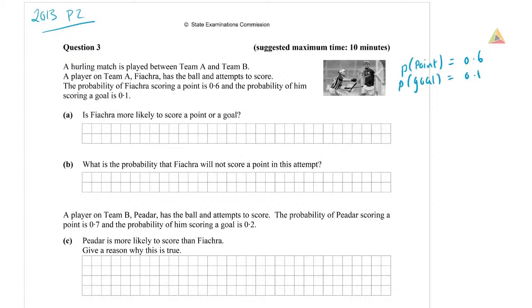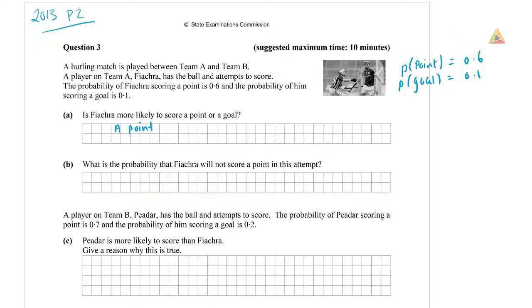Now you're being asked there, is Fiacra more likely to score a point or a goal? Well, which one is higher? So a point is 0.6, so he's more likely to score a point because a goal is only 0.1. So the answer there is he's more likely to score a point. So for part B, what is the probability that Fiacra will not score a point in this attempt?